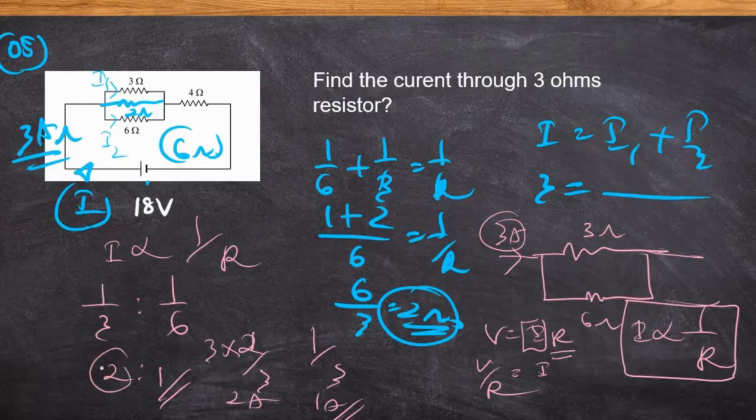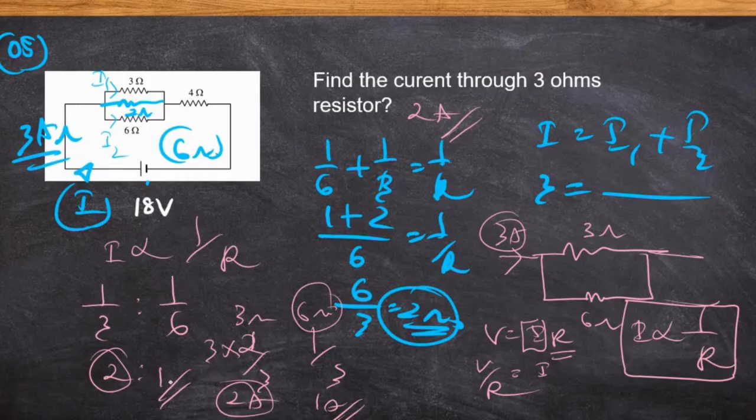So this 2 comes for the 3 ohms resistor, and 1 for the 6 ohms resistor. So 2 amperes, that's the answer. The current through the 3 ohms resistor is 2 amperes. Your ability to apply the ratio method in a question like this is a skill, so you need to practice it. Remember that. Moving into the 6th question.